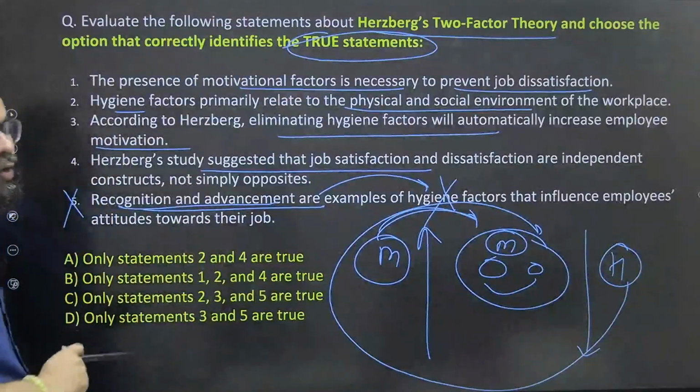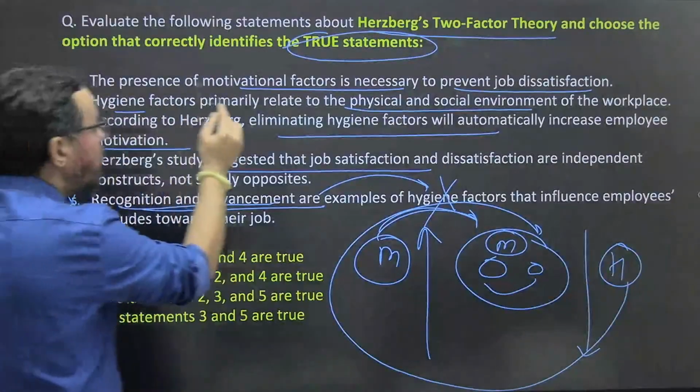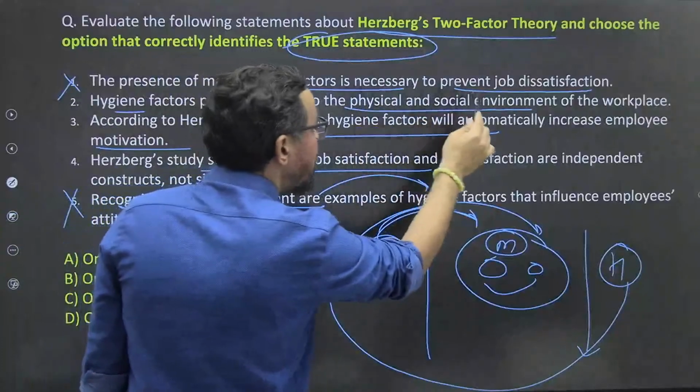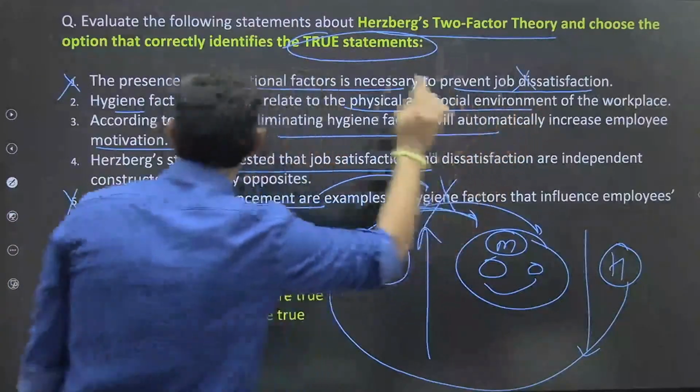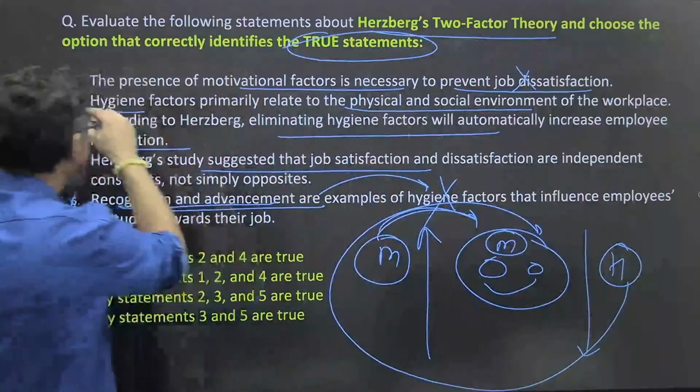So this statement is wrong. Other, the first statement is wrong, guys. Motivational factor is necessary to prevent job dissatisfaction. It should have been satisfaction. Hygiene factors primarily relate to physical and social. This is true.